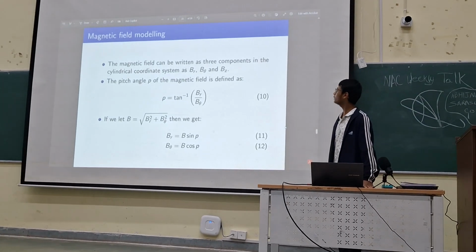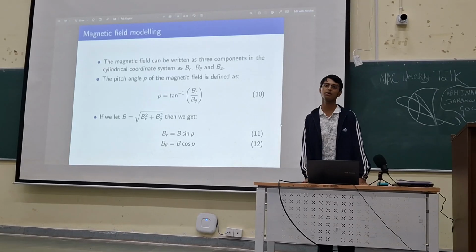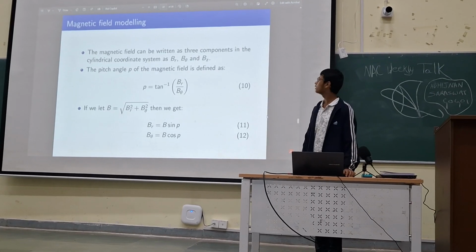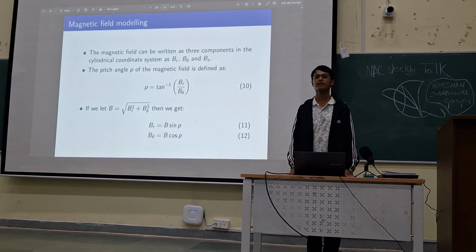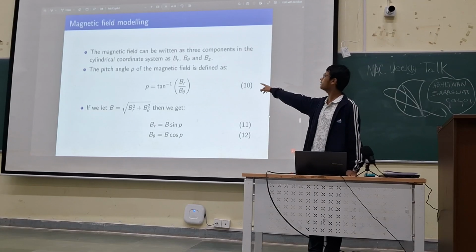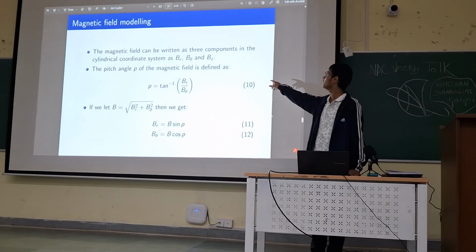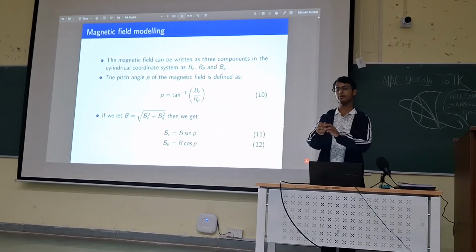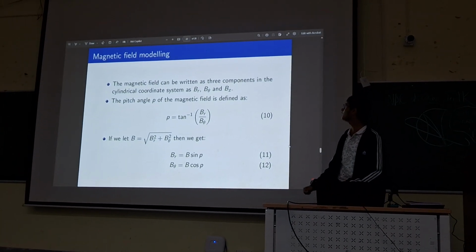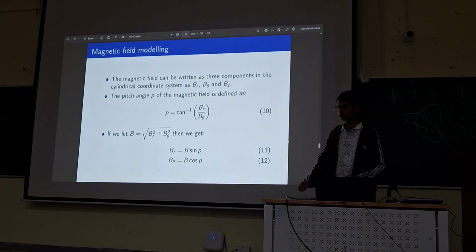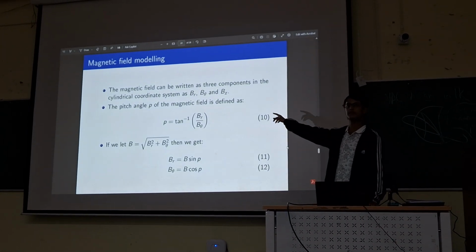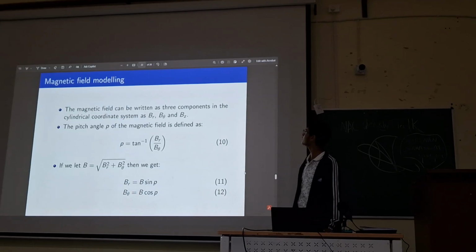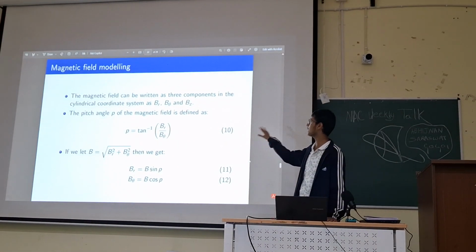Okay, so now we start with the model. How do we model the magnetic field in a galaxy? The magnetic field is a vector quantity, so it can be written as three components: B_r, B_theta, and B_z. These are in a cylindrical coordinate system. It's similar to the polar coordinate system, but instead of just r and theta, we also have a z axis to it. So B_r, B_theta, and B_z are the three components of the magnetic field.